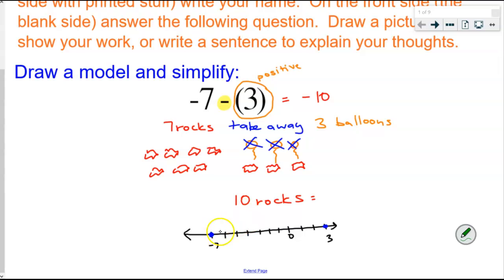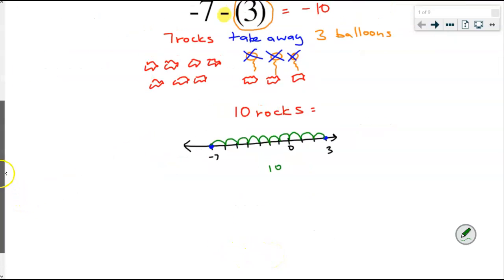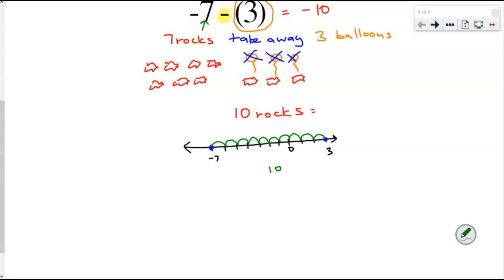Count those bunny hops to figure out how far apart they are. 1, 2, 3, 4, 5, 6, 7, 8, 9. They are 10 away. Is it 10 or is it -10? We start at the beginning of the problem. Beginning of the problem is -7, so I'm going to draw that arrow right here under -7. And I started on the left-hand side, which means it is going to be negative. So 10 bunny hops, but it's -10.